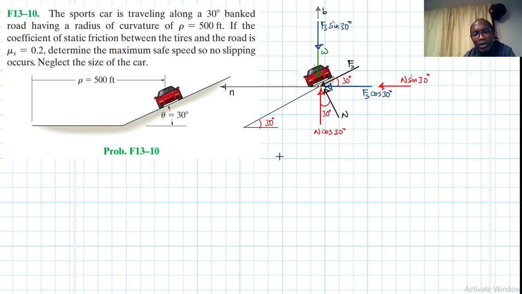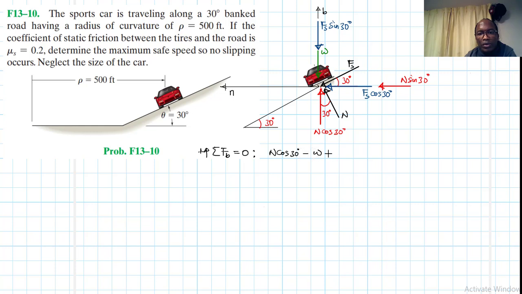Alright, so let's sum up. Let's apply the equations now of motion as well as of static equilibrium along the b axis. So we'll say summation of forces along the b is just going to be equal to 0, going up in a positive reference. So what we have along that direction, we do have N cos 30. Okay, what else we have?